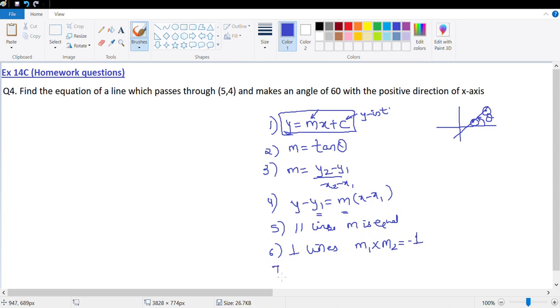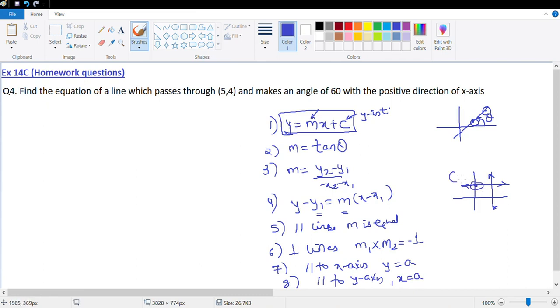Other than that, we talked about x-intercept and y-intercept. We said any line which is parallel to the x-axis, the equation of any such line is y is equal to a. And a line parallel to the y-axis, in this case, let's say the line that I'm making now, the equation is x is equal to a, where this point is 0 comma a and this point is a comma 0, right? Whichever way you look at it. These were the concepts that we've done in this exercise.